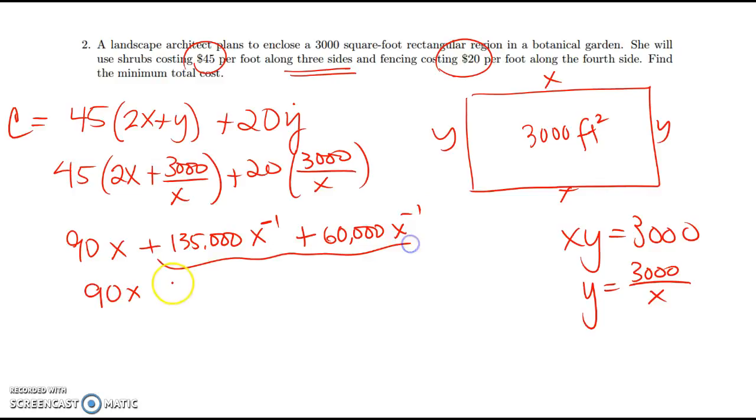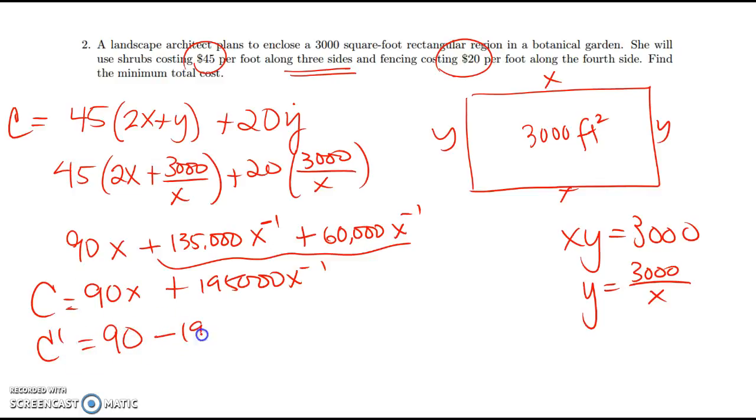All right, collect like terms. I'm going to put these two together, right? x to the minus 1. Here is my cost function. So I want to minimize the cost function by taking the first derivative. 90 minus 195,000 x to the minus 2, right? Set that equal to 0.